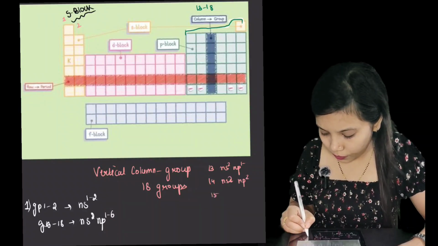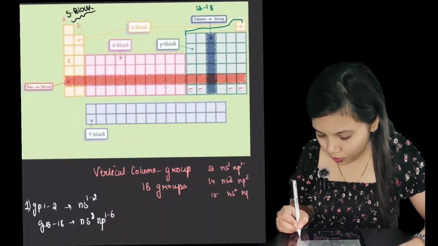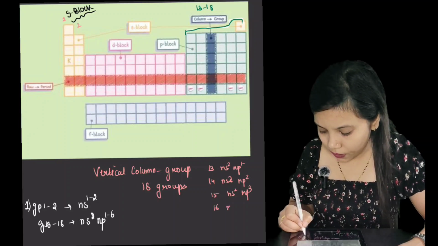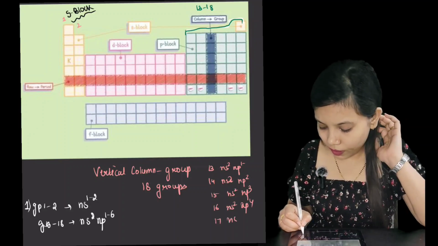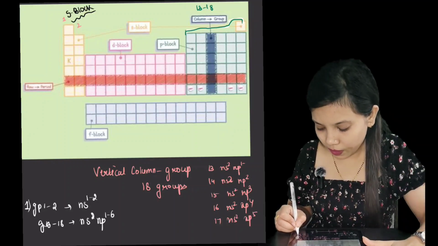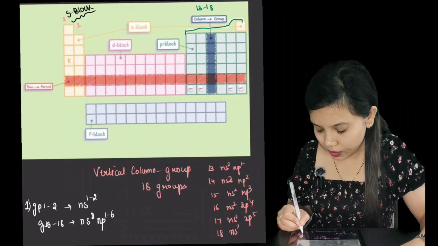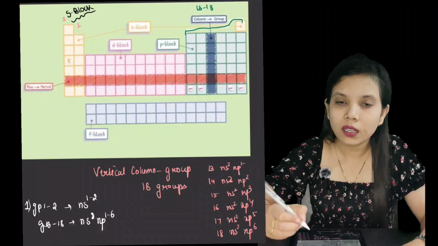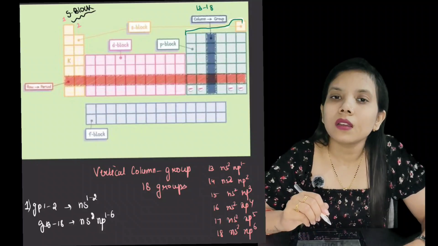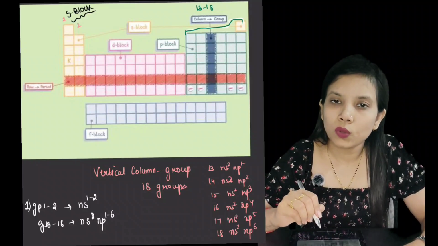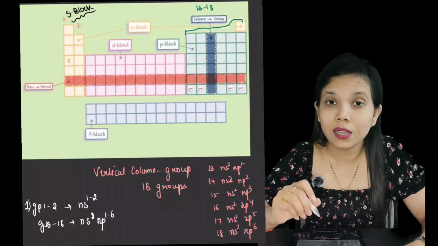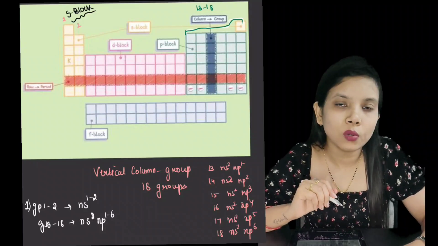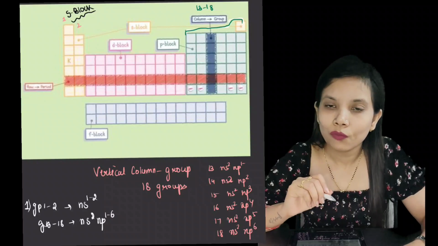np2. 15 will have ns2 np3. 16 will have ns2 np4. 17 will have ns2 np5 and 18 will have ns2 np6, correct? So the elements from group number 13 to 18 have general configuration ns2 np1 to 6, and the elements of group 1 and 2 have general configuration ns1 to 2.